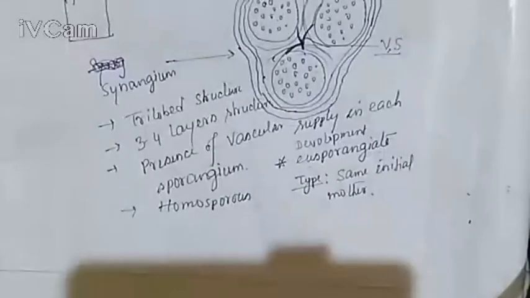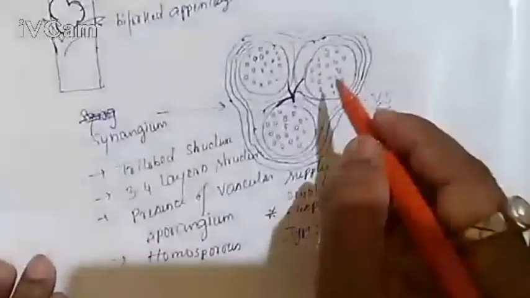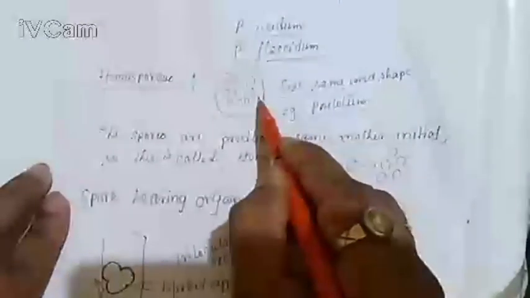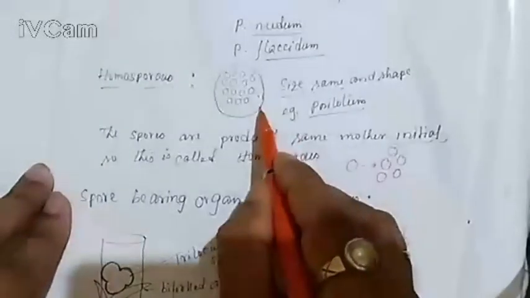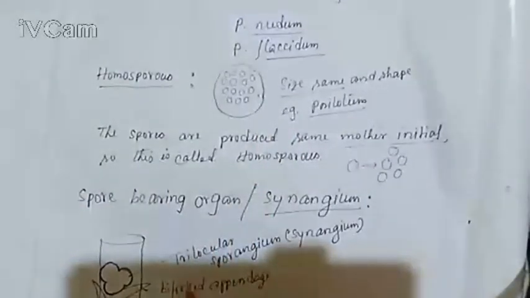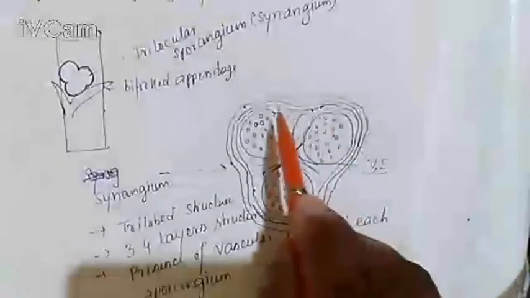Now I discuss the different controversial opinions regarding the morphological nature of the synangium. Actually, a sporangium is a single sac in which spores are present. But here there are actually three separate sporangia fused within a chamber.